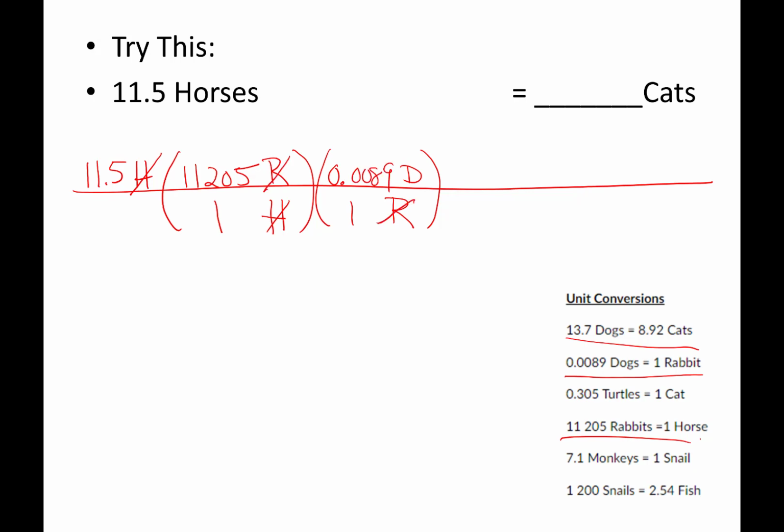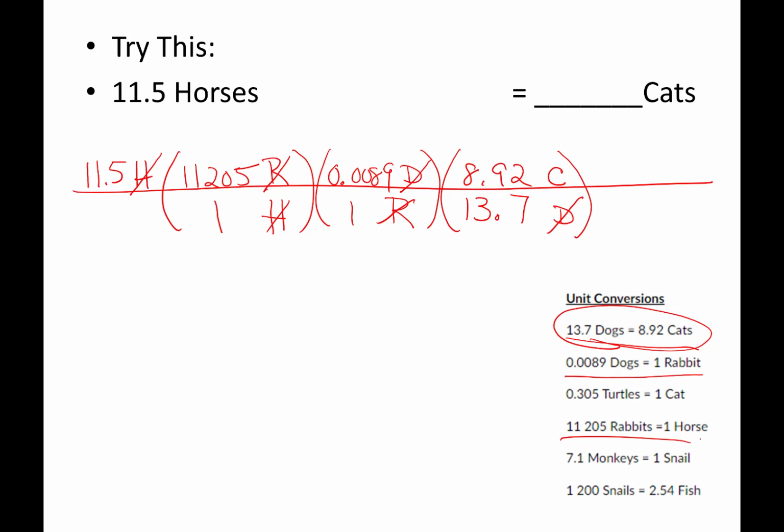Get rid of rabbits. I now have dogs, but I want cats. Last but not least, dogs to cats. Get rid of dogs. Keep cats. There's 8.92 cats in 13.7 dogs. Dogs cancel. If it's on top, you multiply. If it's on the bottom, divide.